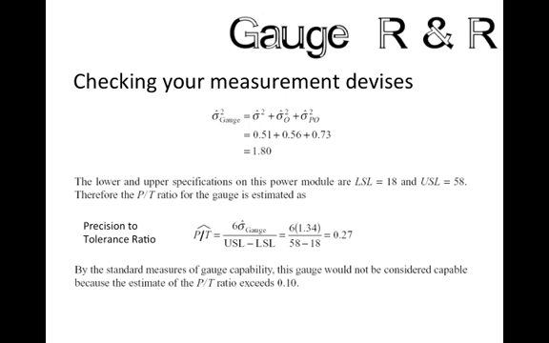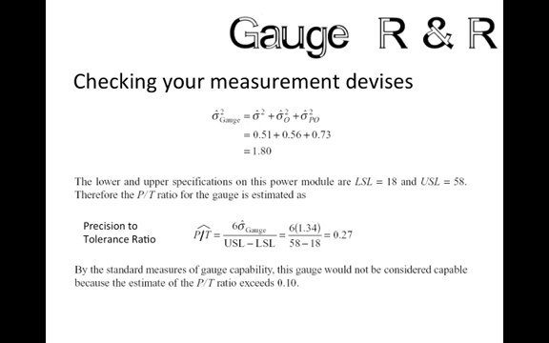So those all together are going to be the gauge, both reproducibility and repeatability. And so we can calculate this precision to tolerance ratio, and we want it to be less than 10%. The way we do that is we take 6 times the standard deviation of the gauge. So this is the variance of the gauge. We take the square root of that and get 1.34 times 6, and then the difference between the upper and lower tolerances we take here, and we can see that this ratio is more than 0.1. So we are saying this is not considered a very capable measurement device.